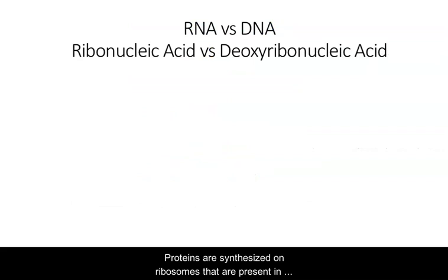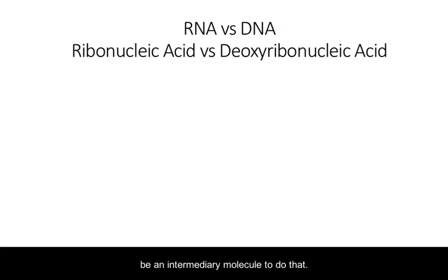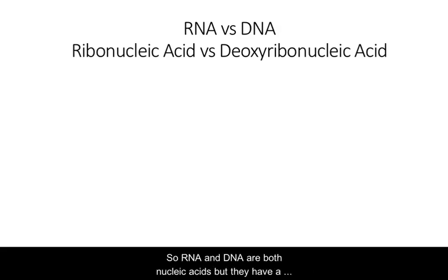Proteins are synthesized on ribosomes that are present in the cytoplasm of a cell. But chromosomal DNA is found in the nucleus, so to get the message from the nucleus to the ribosomes, there needs to be an intermediary molecule to do that. That intermediary is ribonucleic acid, or RNA. So RNA and DNA are both nucleic acids, but they have a bit of a different structure.